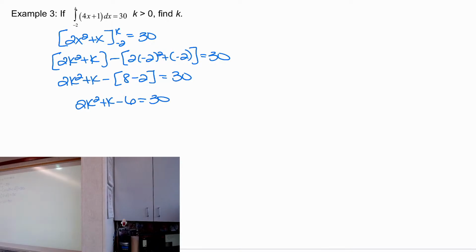You always have to make 0 on one side. So anytime you have a middle term, like I have a k term, so anytime you have a regular x term, you have to move everything onto one side. So you can't have it equal to 30. It has to be equal to 0. So 2k squared plus k minus 36 is equal to 0.